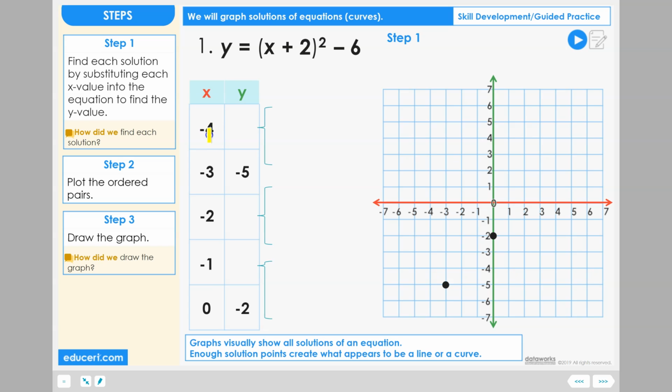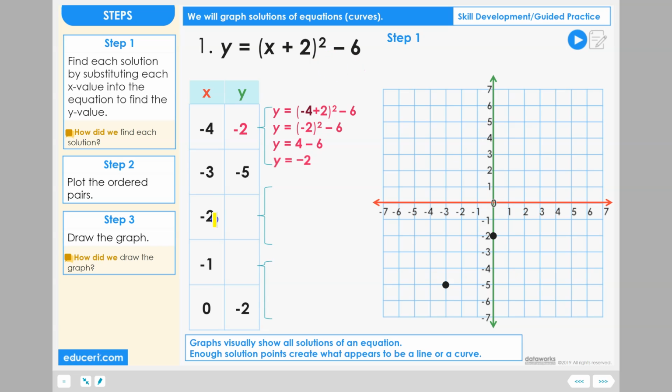Let's start with x equals -4. If x equals -4, then here is the expression that we need to evaluate to see what y equals. Let's begin. We do the operation inside of the parentheses before we square and then finally subtract. -4 plus 2 equals -2. -2 squared equals +4, and +4 minus 6 equals -2. So if x equals -4, then y equals -2, and the ordered pair -4, -2 is a solution to this equation.